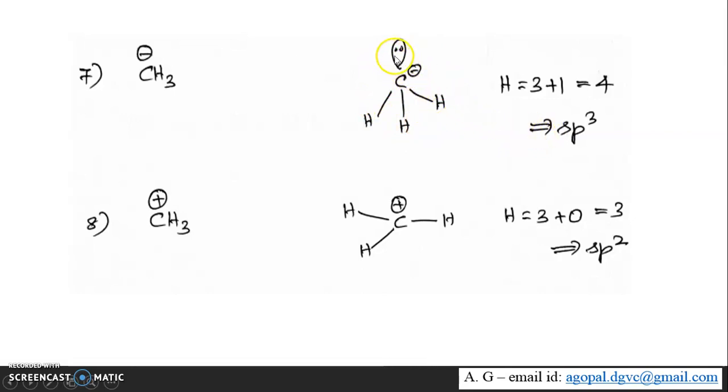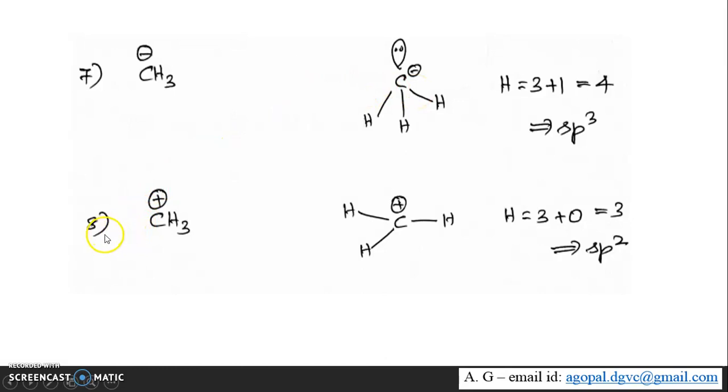For shape, you should not consider the lone pair. Therefore, the shape of this ion is trigonal. These 3 hydrogen atoms form a triangle, so it is trigonal pyramidal shape. Okay, the shape is trigonal pyramidal, but the geometry is tetrahedral.